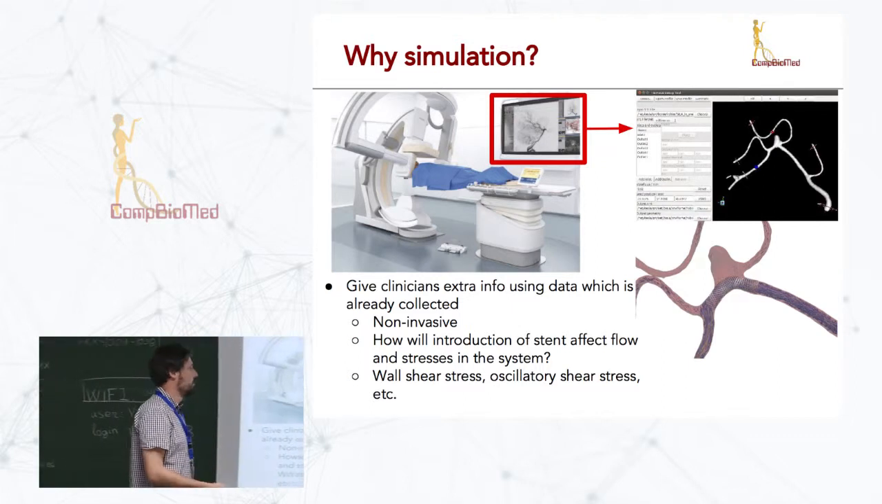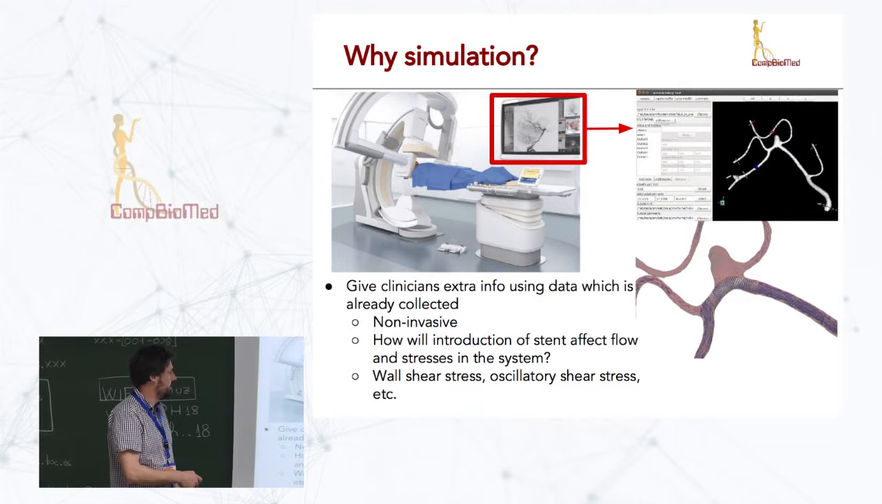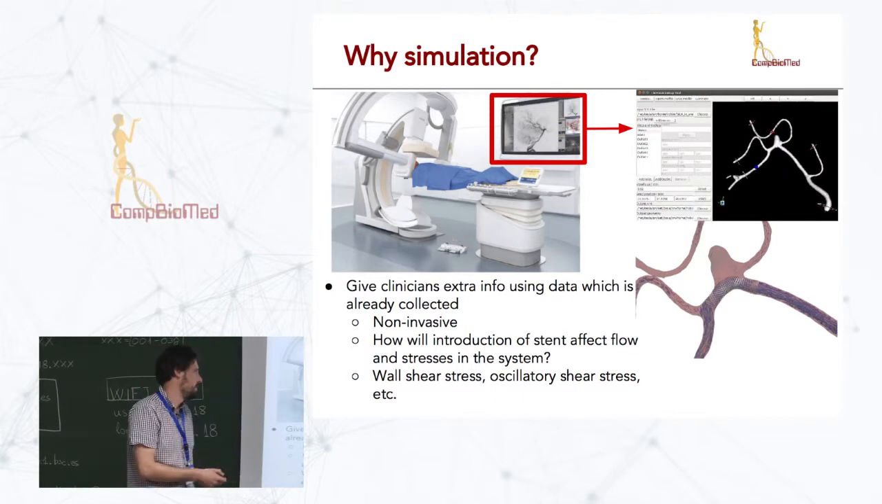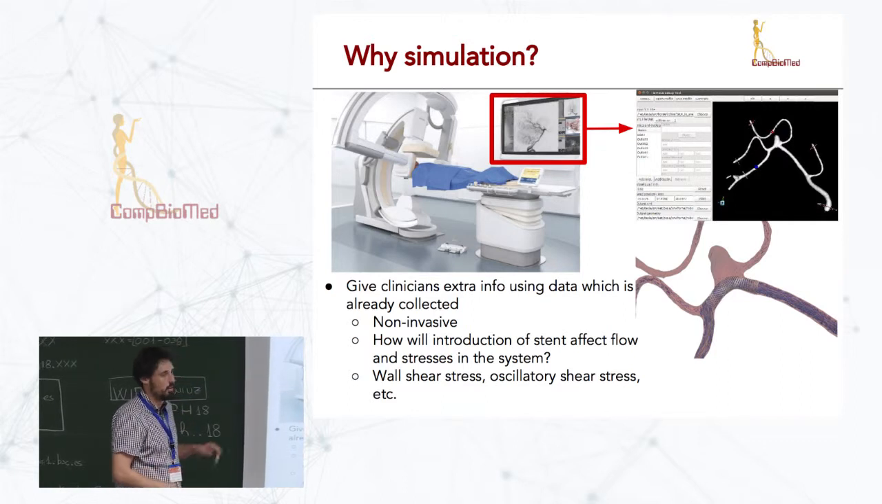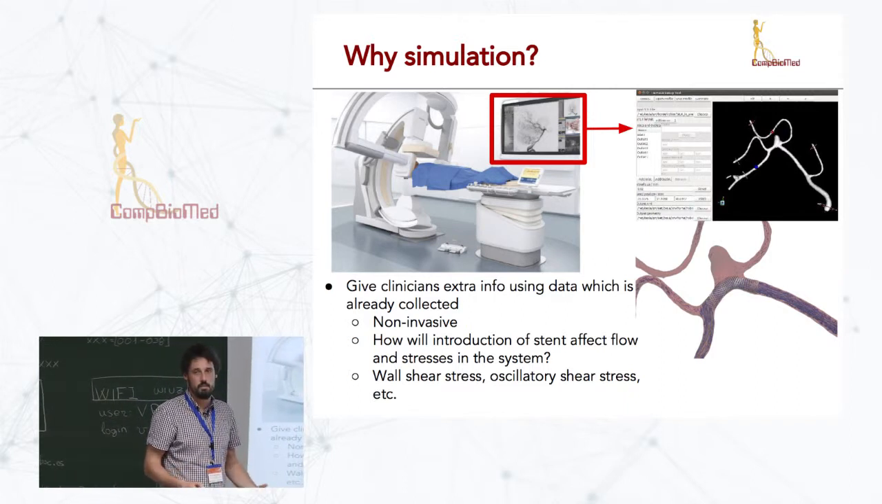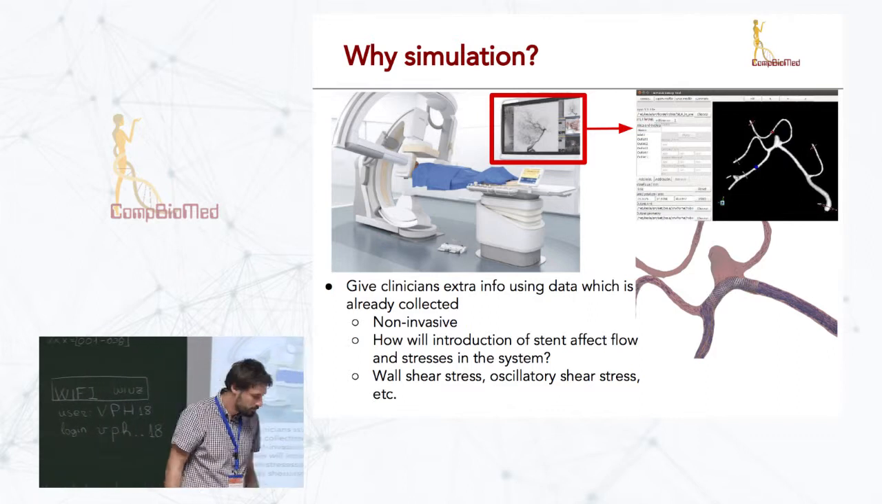Why do we do simulation? Well, I guess you're all simulators here anyway, but basically because we have this data anyway. When these patients are undergoing surgery, usually to introduce stents, already during this process and beforehand, there have been, for example, CT scans, in some cases MRI scans, which already reveal to us the vascular system at hand. So this would not require more data to be used. This would simply be, what do we already have and know about the patient? Can we give extra information to clinicians?